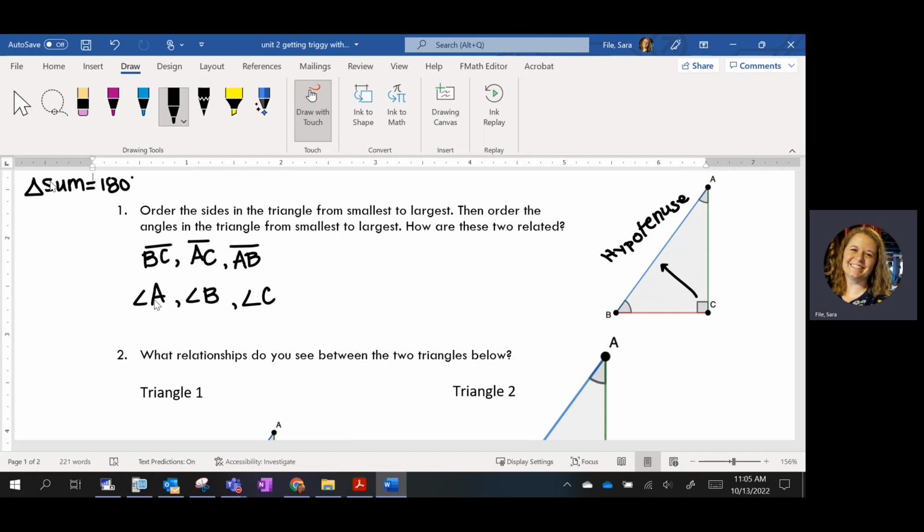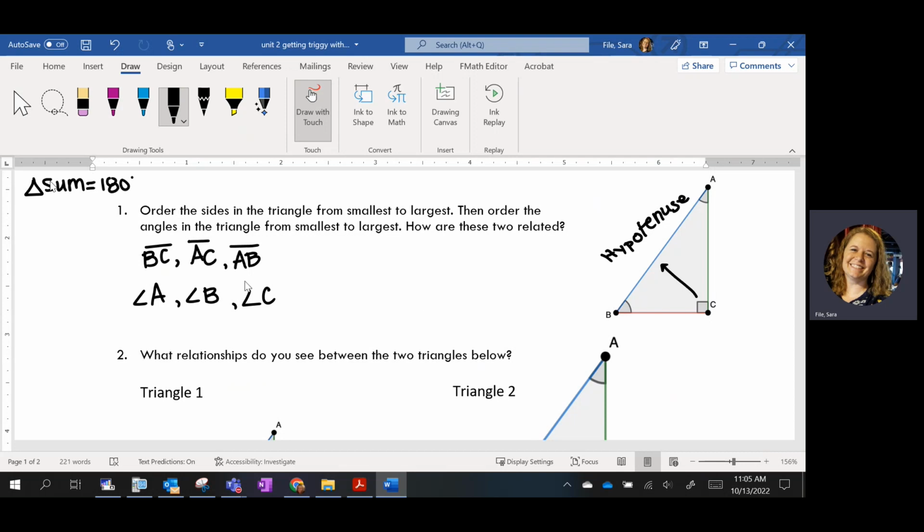Right, so angle A was not a part of side BC, right? Angle B is not a part of side AC, is it? If you look at it visually, angle A is opposite side BC. Angle B is opposite side AC. And angle C is opposite side AB.